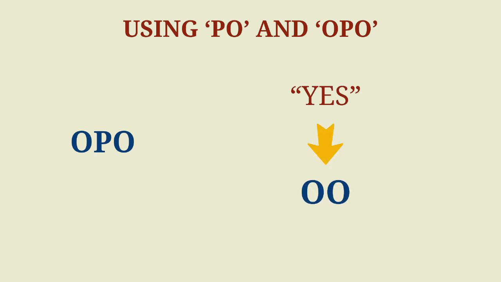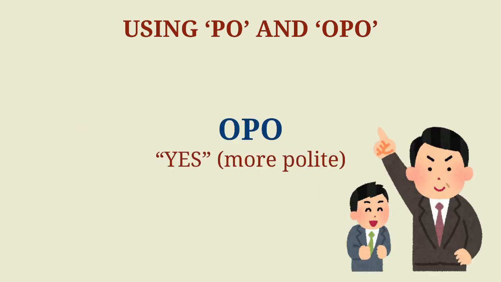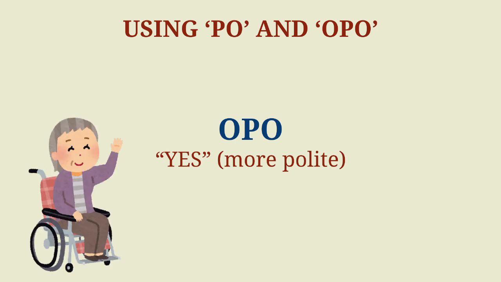Now, how do we use po and opo? Let us start with opo. In Tagalog, yes is oo. But if you want to be more respectful, you use opo instead of oo. Halimbawa, your boss asks you if you had your lunch yet, you can say opo. Or your grandmother asks you if you already finished washing the dishes, you can say opo.